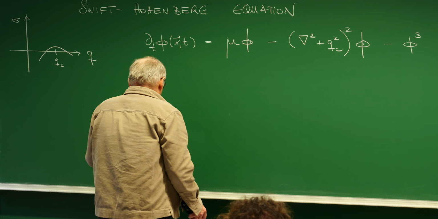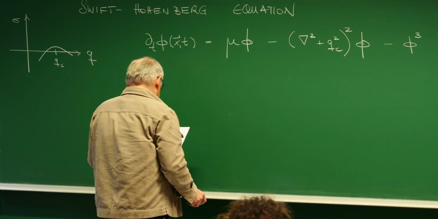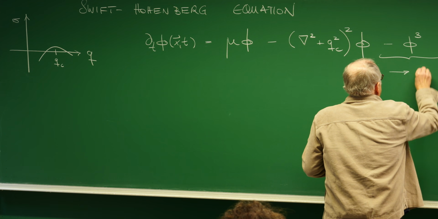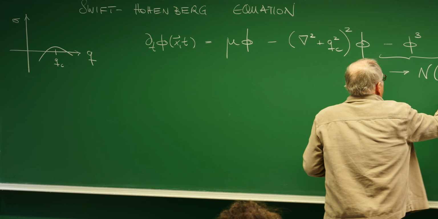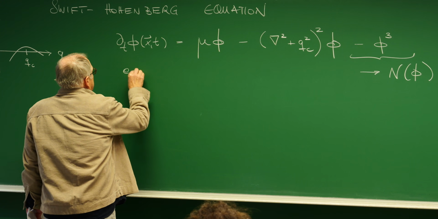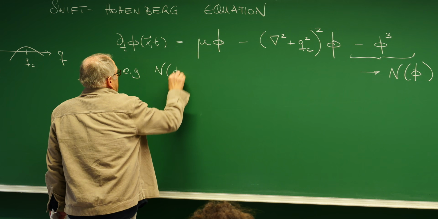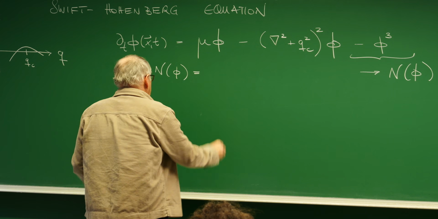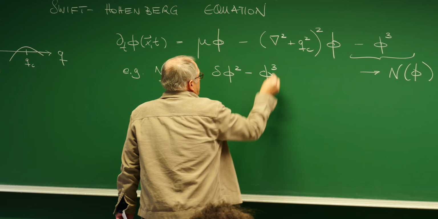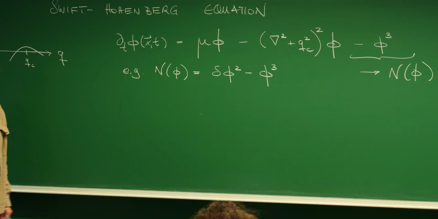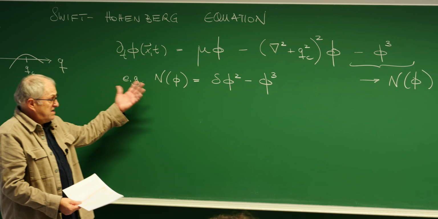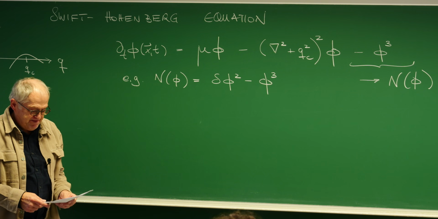There are more complicated versions of that. So you can also say that you replace this here by some general nonlinear function of phi. For example, you could take N of phi being something that also contains a term phi squared and a term phi to the third. But anything else is allowed. I just wanted to study equations of that type.